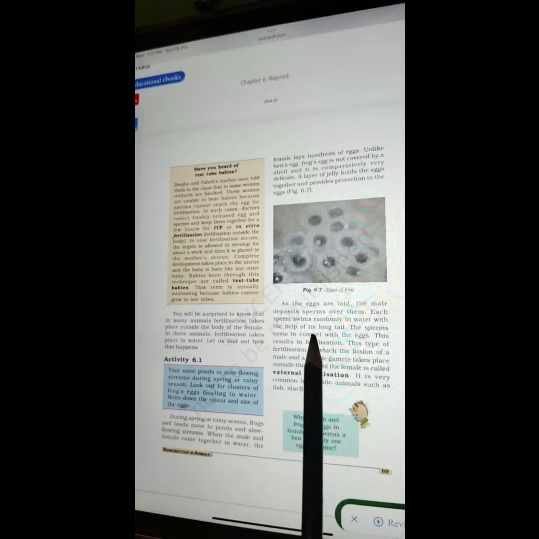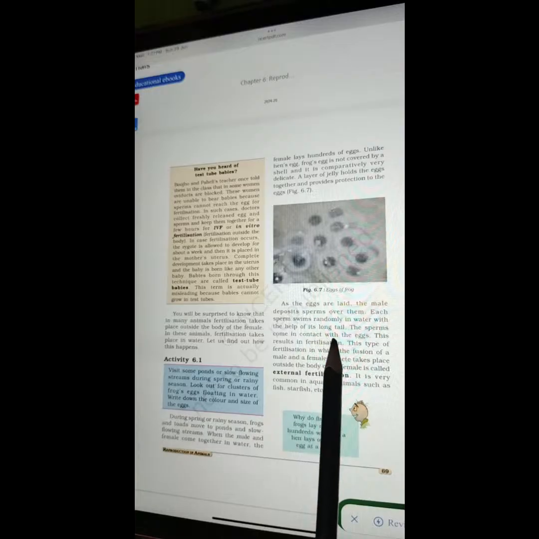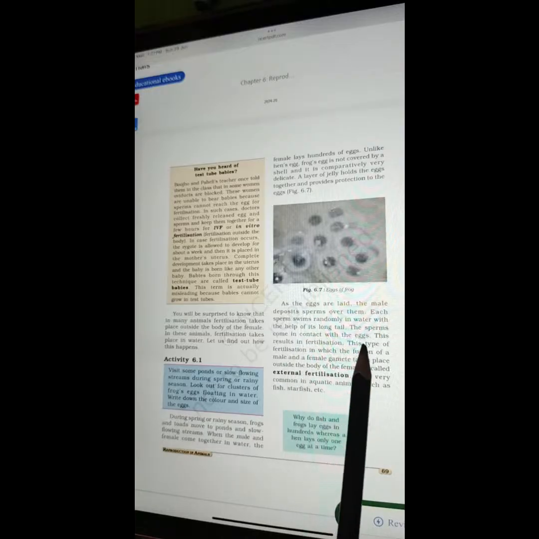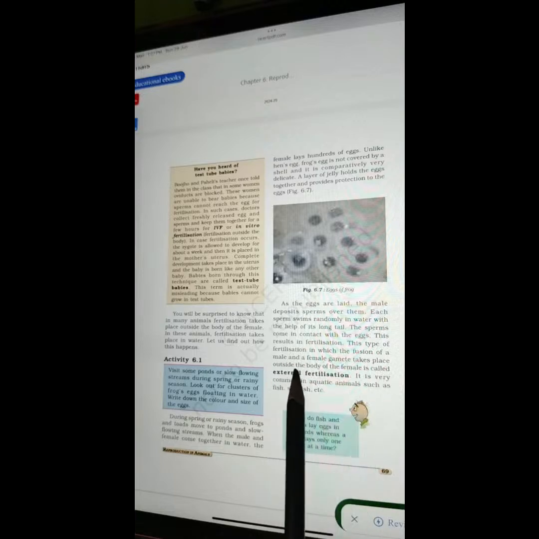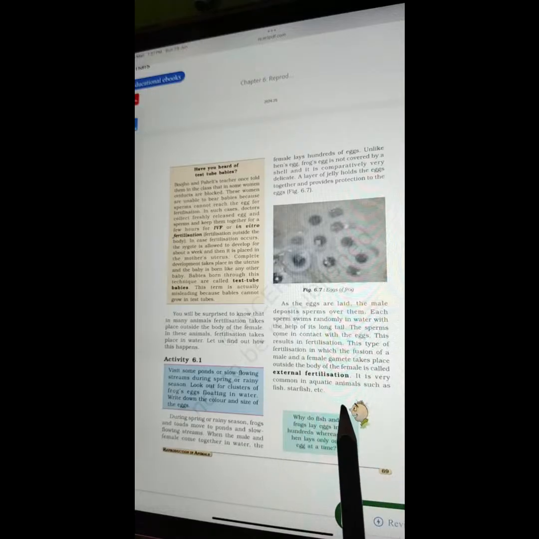Each sperm swims randomly in the water with the help of a long tail. The sperms come in contact with the eggs. This results in fertilization. This type of fertilization, in which fusion of a male and a female gamete takes place outside the body of the female, is called external fertilization. It is very common in aquatic animals such as fish, starfish, etc.